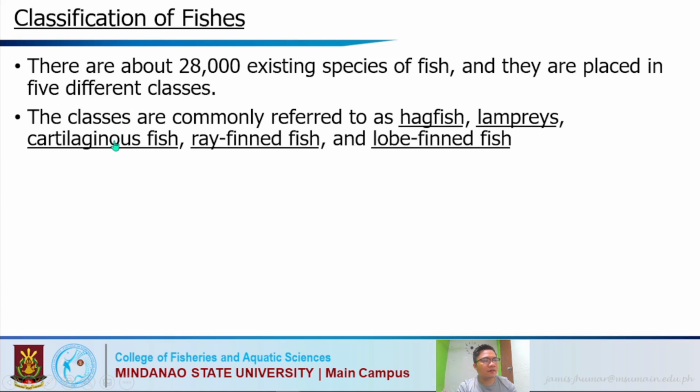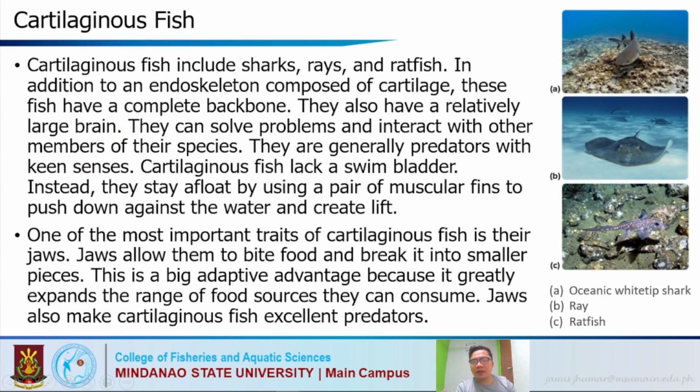And then here we have the group of cartilaginous fish, basically mga sharks, rays, and ratfish. Obviously, these organisms do not have true bones. They have cartilaginous bones that make them fall under the group of cartilaginous fish. Most of these organisms do not have a swim bladder. Bakit? They just basically dwell at the bottom, no? But they have muscular fins that propel them or keep them afloat. Like for example, itong mga sharks, mga rays, and then itong ratfish. Wala silang swim bladder, but they have muscular fins, right? That keeps them afloat.